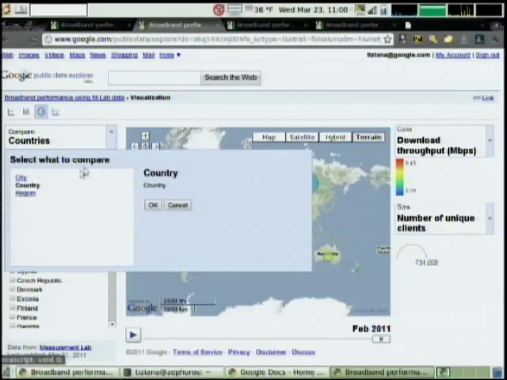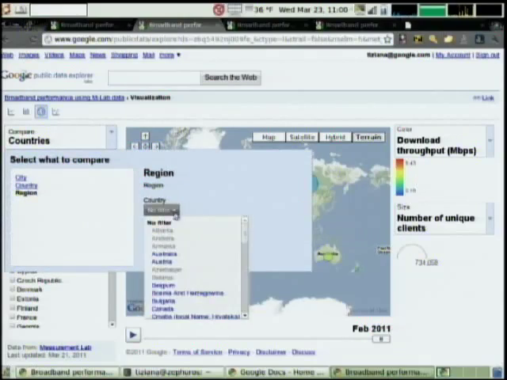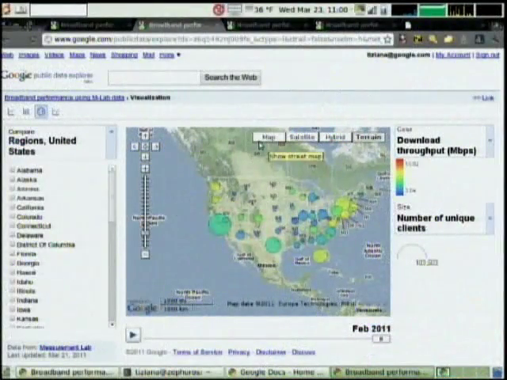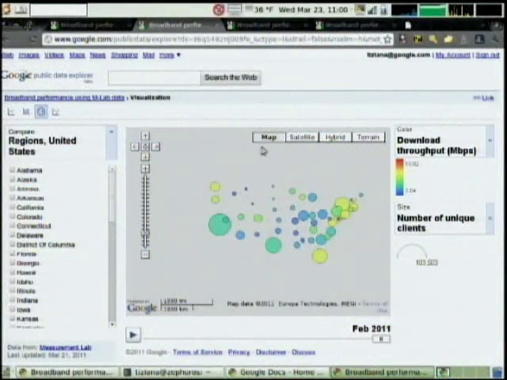Can we now go to the United States and let's have a look at the results just from the U.S. And here we can see, where are we? We're floating in space.